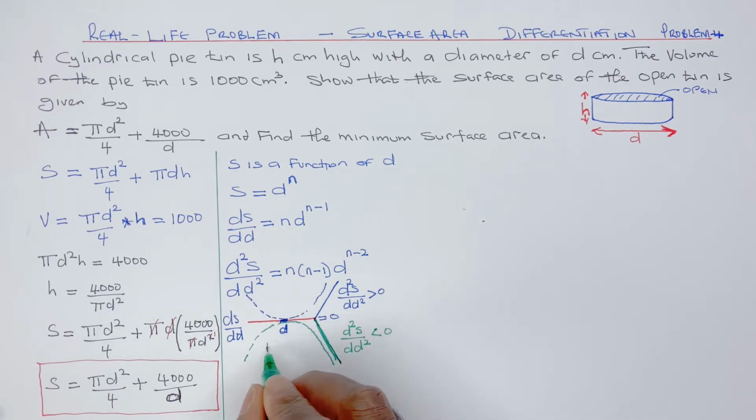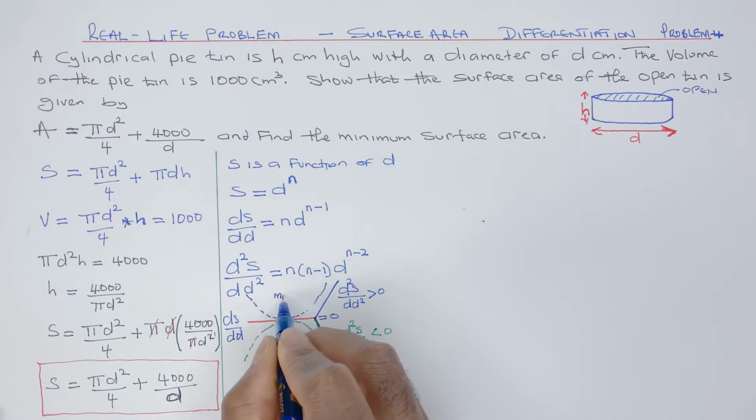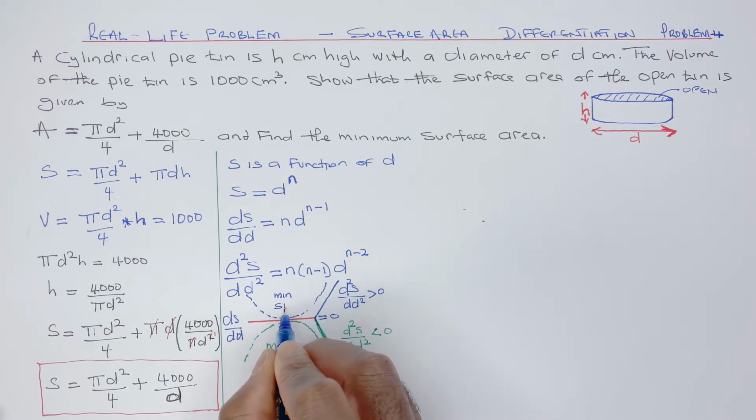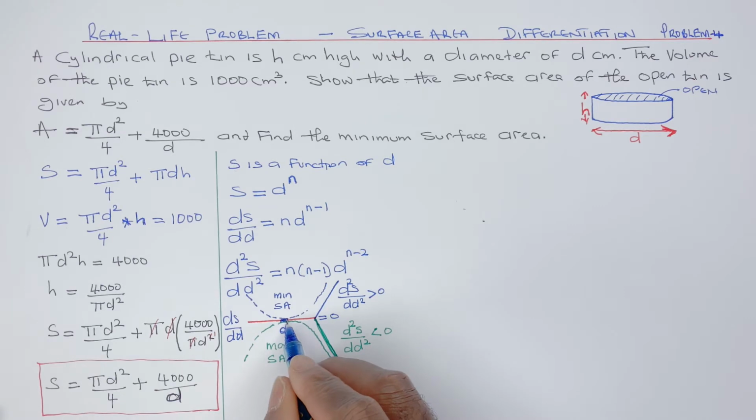So this will be the max surface area. In that case, we get the value of D and plug it back in here, and we can get the surface area. Or this will be the minimum surface area. Whatever that value of D is, we can plug it here and find the surface area. We need to do the first derivative, equate it to 0, and then find the value of D.